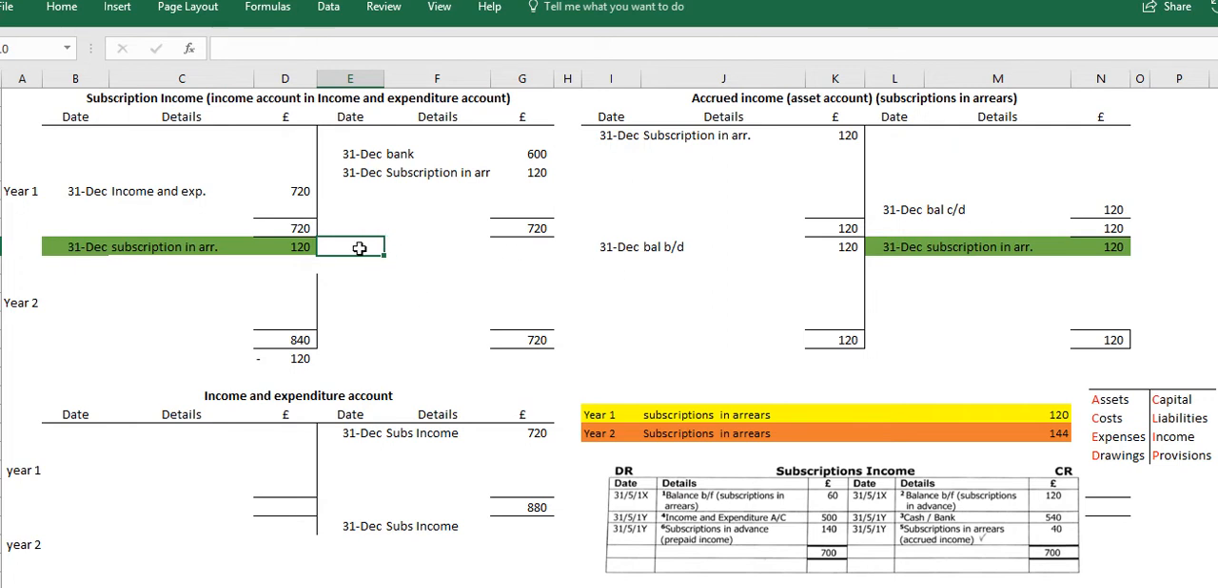We're just going to record that throughout this year within our cash book we had recorded a number of payments, in total £540 worth of subscription income being paid in to our cash book by the various members. But at the end of year 2, where we are now, we have also got a subscription in arrears of £144.